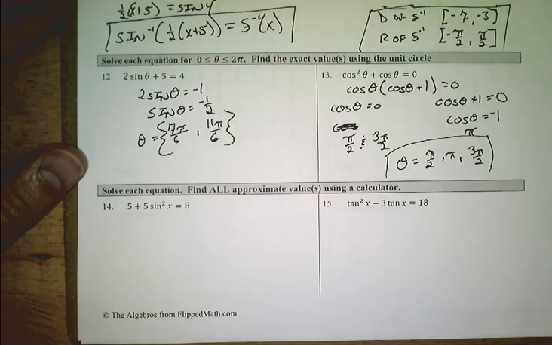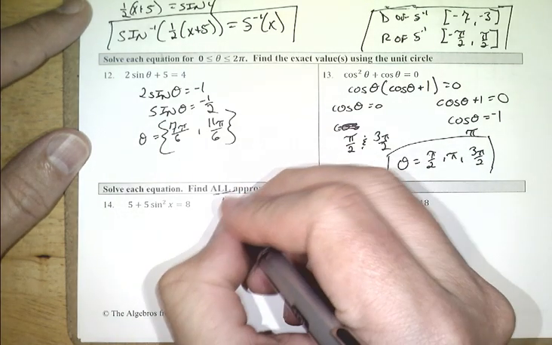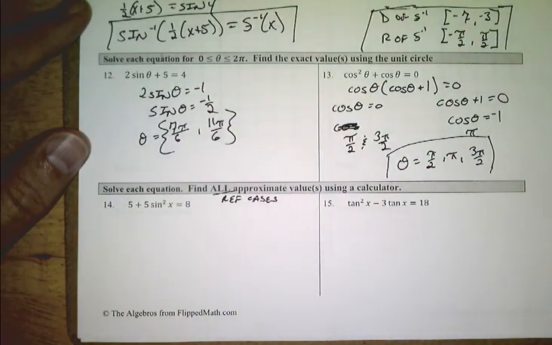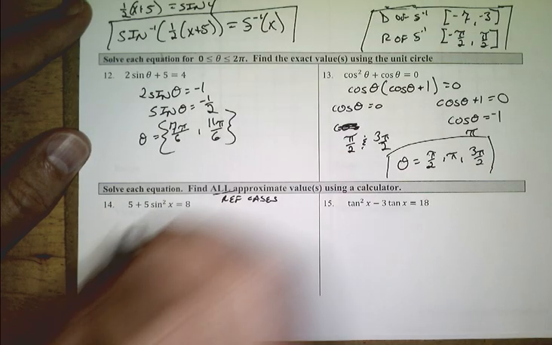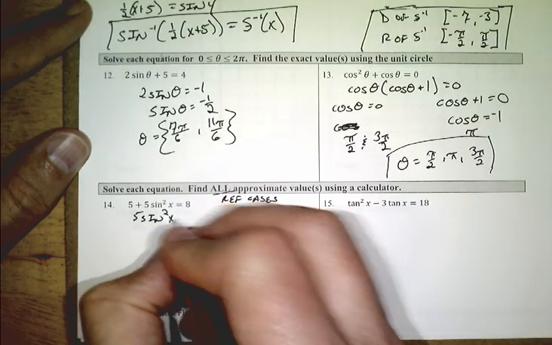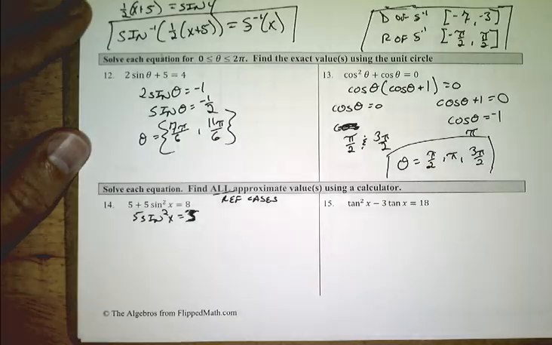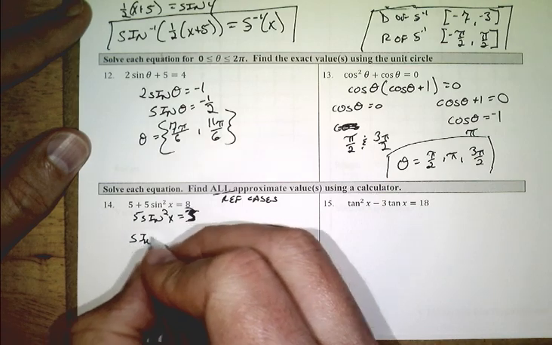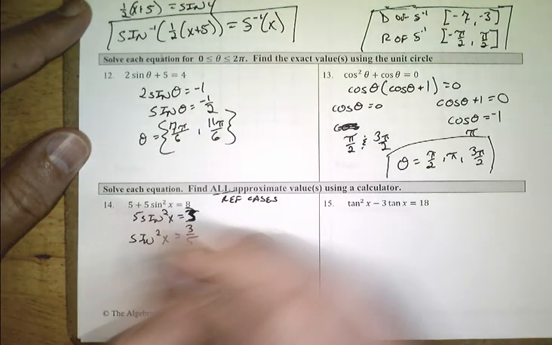Find all approximate values using the calculator. So make sure we do all appropriate values. We need to find the reflection cases as well as the calculator cases. So here we go. We're going to start by getting x by itself. So let's move 5 over. So we'll subtract 5 from both sides to get 5 sine squared x equals 3. Sorry, 3. Divide both sides by 5 and you get sine squared x equals 3 over 5.